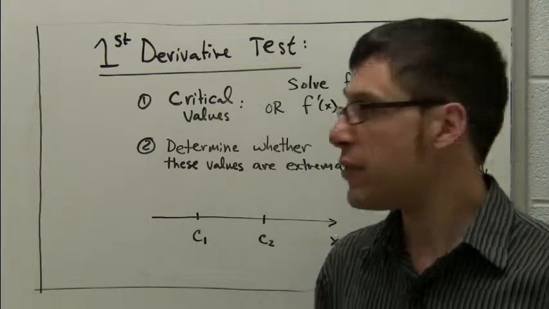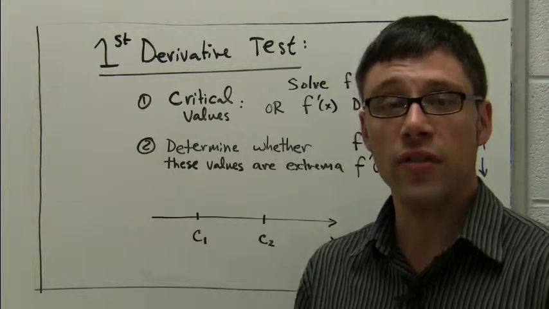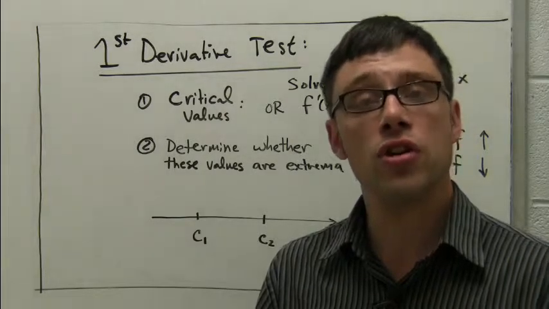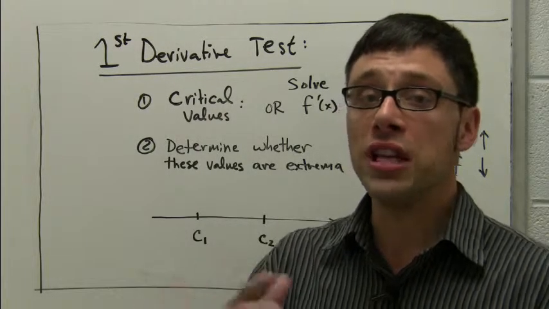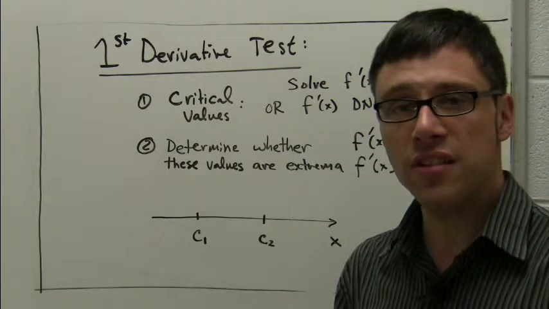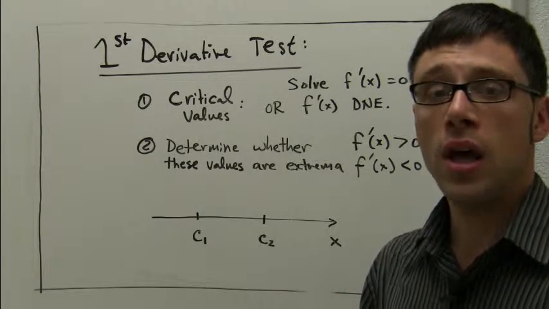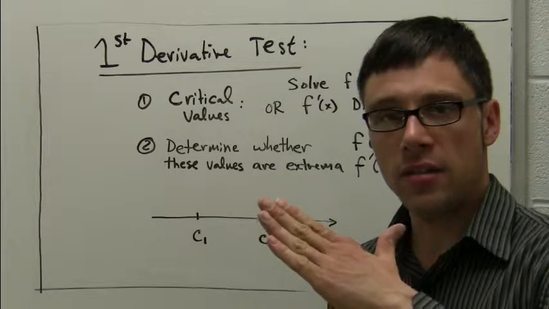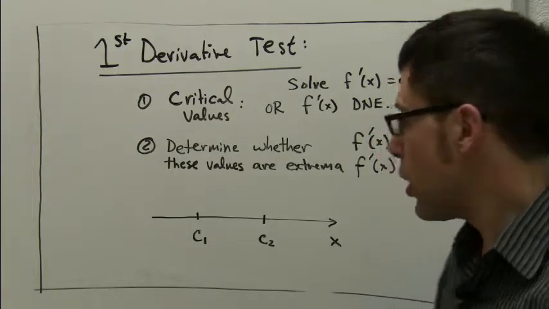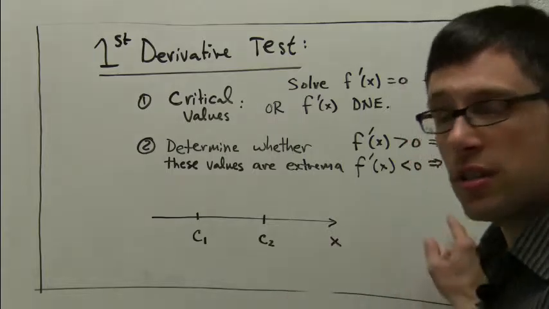But that's why we have to go through the second part of the first derivative test. That is, we actually have to test the values. Remember also that the first derivative of a function gives us information about whether the function is increasing or decreasing. If the derivative of a function is positive, that means the function is increasing on that domain, or for that x value. That's because the tangent lines to the function at that point have positive slope, which means the function is increasing.